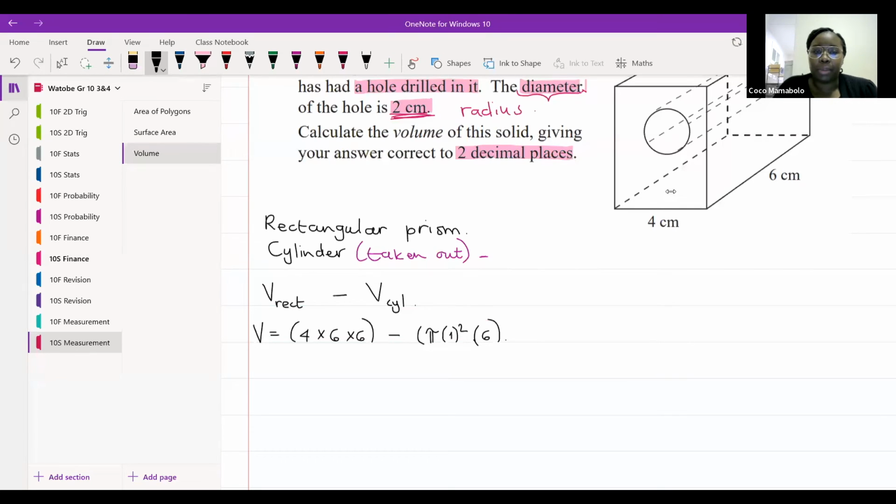All right. Pop your answers in the chat, guys. What is the answer that we got for this? What did we get as an answer? Correct. Good. We get 125.15 centimeters cubed, which is lovely.